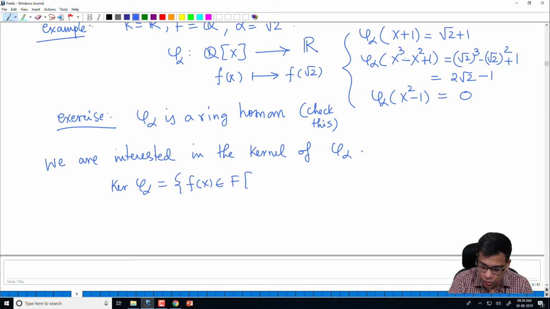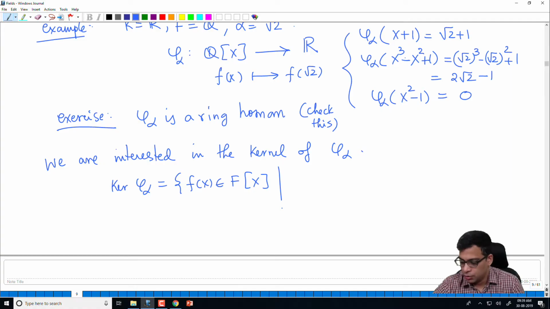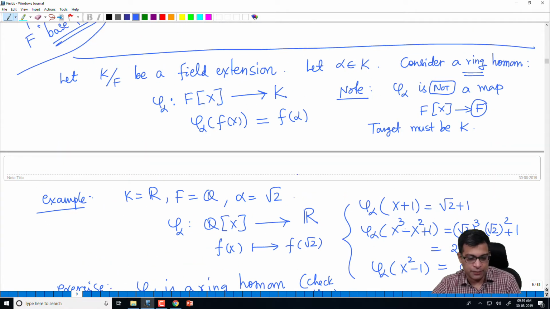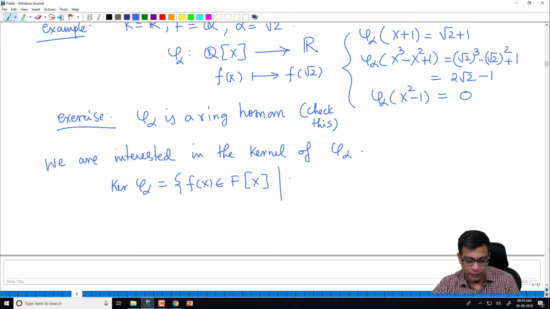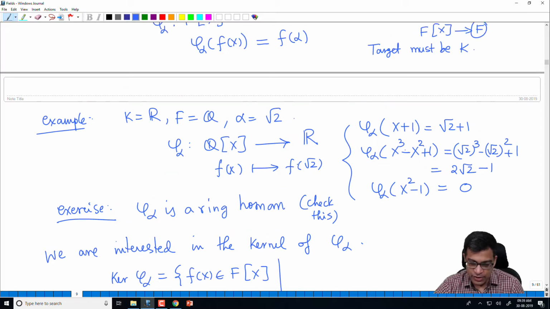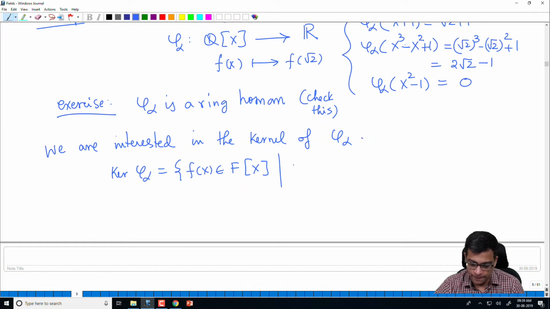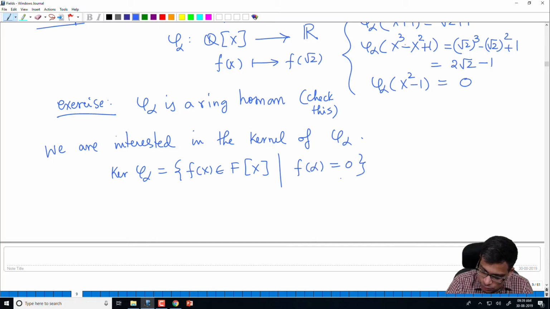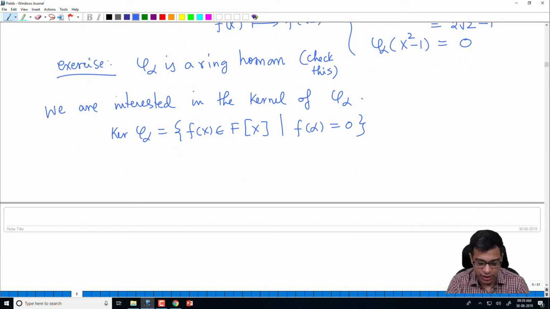So now I am going to switch to the general notation. We have a capital F, which is a subfield of capital K, and alpha is in capital K. Phi alpha is the map which sends f(x) to f(alpha). What is the kernel? This is f(alpha) equals 0. Now as you can see, this is intimately connected to the notion of algebraic or transcendental elements that I defined in the previous video.